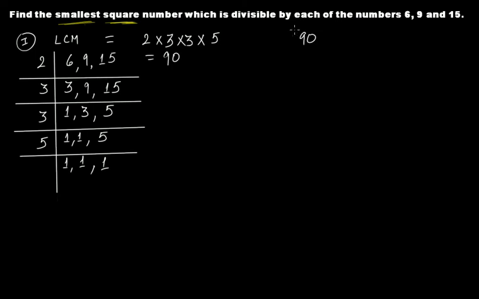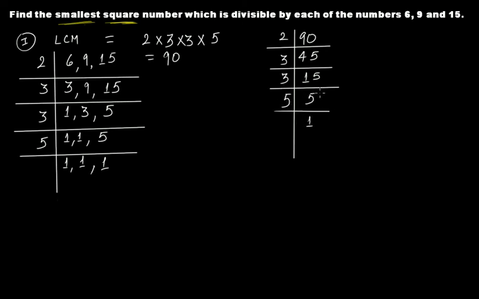90, if you find its prime factorization, you get 2 times 45, then 15, then 5 and then 1. So here the prime factorization is 2 multiplied by 3 multiplied by 3 multiplied by 5. Only this prime factor 3 is in pair, whereas 2 and 5 are not in pairs. It means that yes, 90 is not a perfect square. Therefore, we can't say that this is the smallest square number. This is the least common multiple. 90 is the least common multiple.